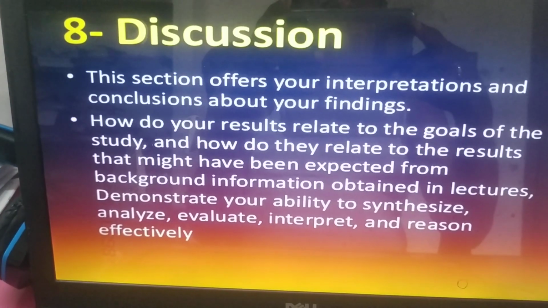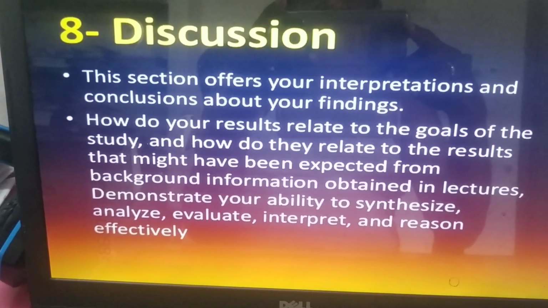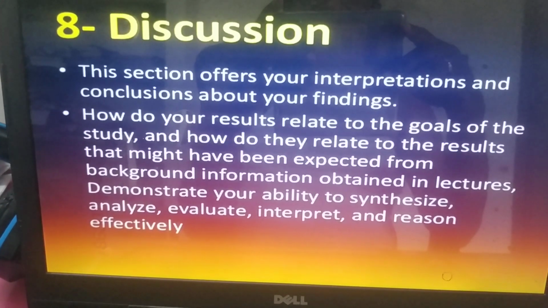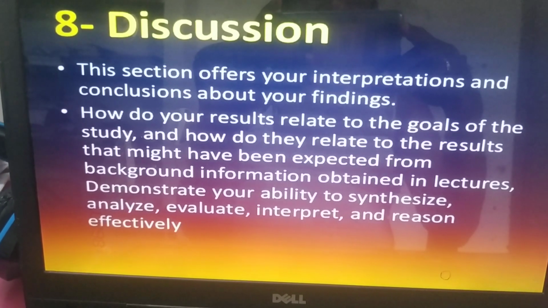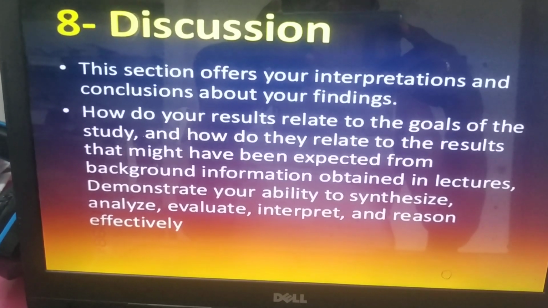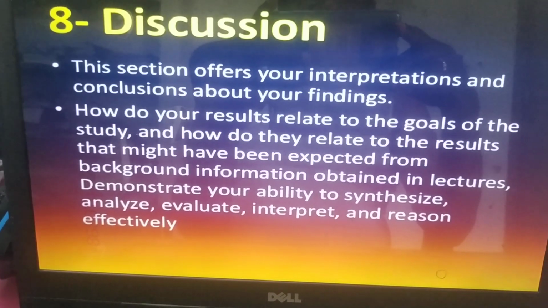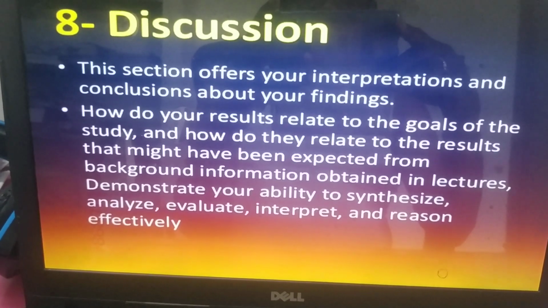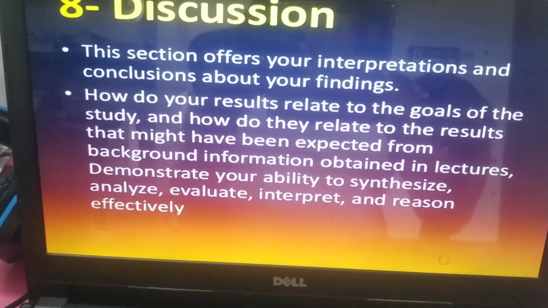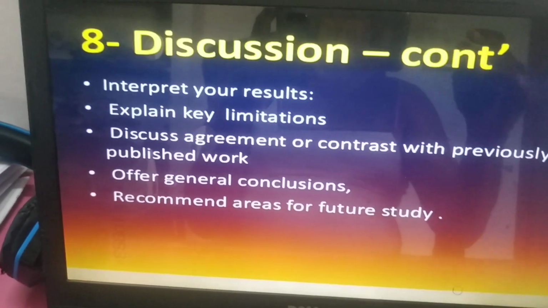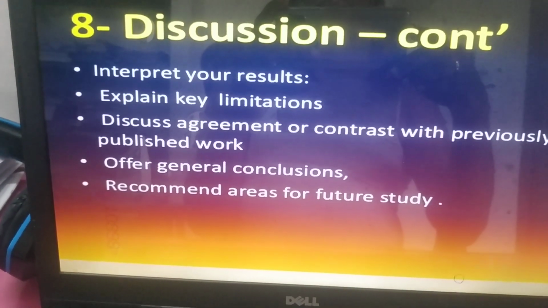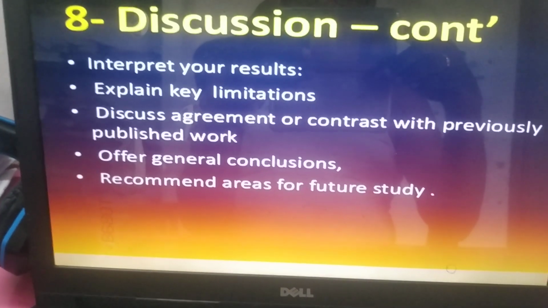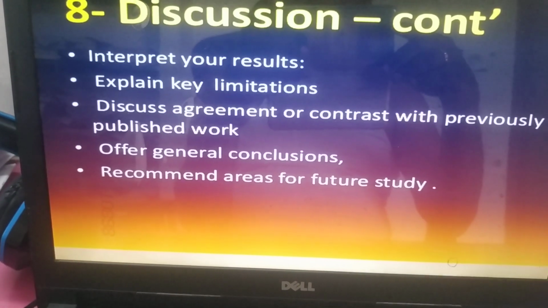Discussion. This section offers your interpretations and conclusions about your findings. How do your results relate to the goals of the study, and how do they relate to the results that might have been expected from background information obtained in lectures? Demonstrate your ability to synthesize, analyze, evaluate, interpret, and reason effectively. Interpret your results, explain key limitations, discuss agreement or contrast with previously published work, offer general conclusions, and recommend areas for future study.